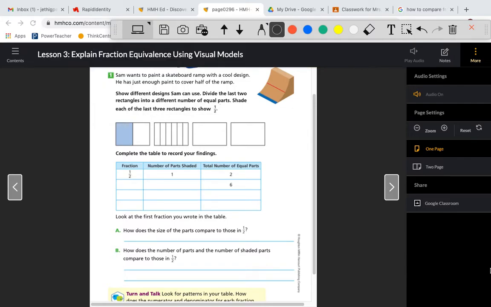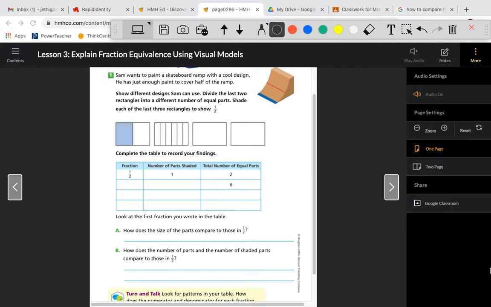Okay, let's look at build understanding. Sam wants to paint a skateboard ramp with a cool design. He has just enough paint to cover half of the ramp. Show different designs that Sam can use. Divide the last 2 rectangles into a different number of equal parts. Shade each of the last 3 rectangles to show 1/2.